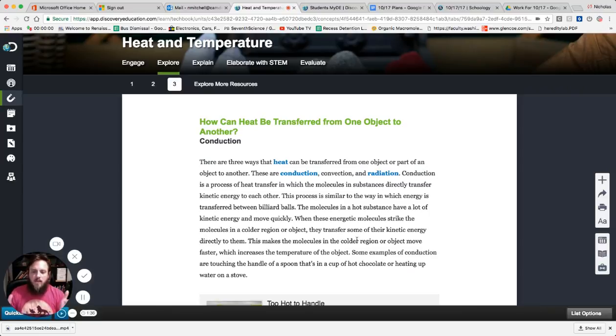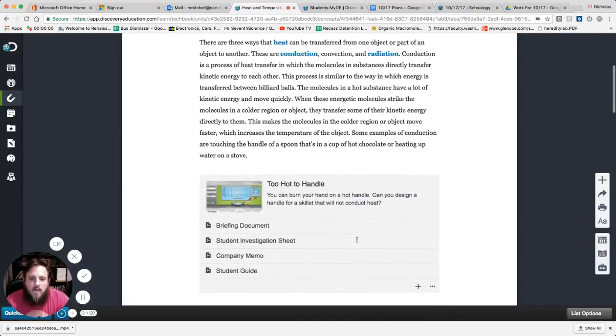So, if your hands are warm, and you put them on the table and the table's cold, you can feel the heat conducting out of your hands and flowing into the table. Or, if somebody grabs your hand and their hands are real warm and you're cold, you can feel the heat conducting in. All right.